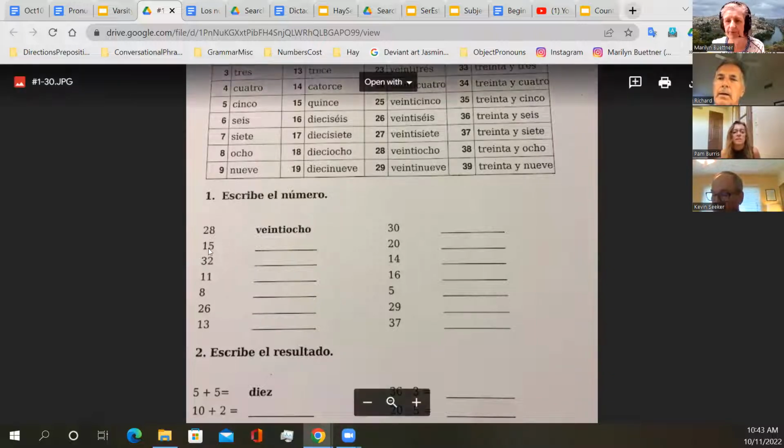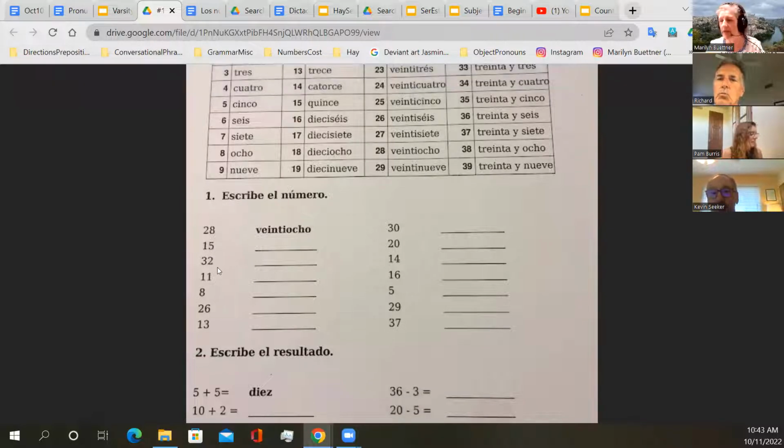What's this next number? 15. 15, bien. What's this next number here? ¿Cuál es? 32. How about this one? 11. 11, bien. How about this one? 8. 8, bien. How about this one? 26. 26, magnífico. 13. 13, perfecto, sí. 30. 30, magnífico. 20. 20. Bien. 14.